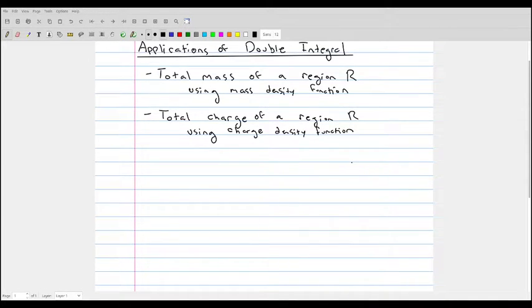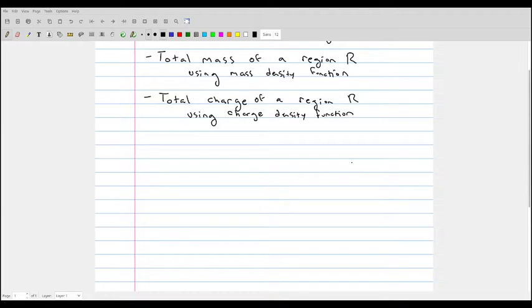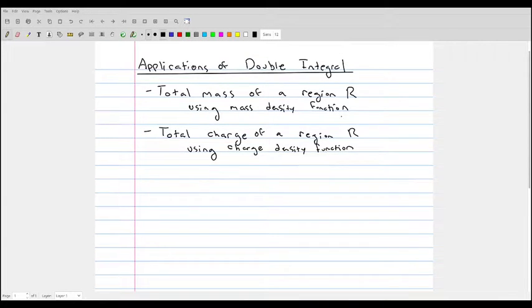And for both of these two applications, the formulas that we're going to get are going to be very, very similar to one another, almost the same thing. It's just that the interpretation of the density function is going to be different. This is all in 2D, so the region R here is in 2D, because we're dealing with a double integral.